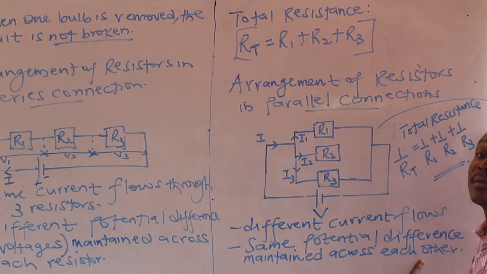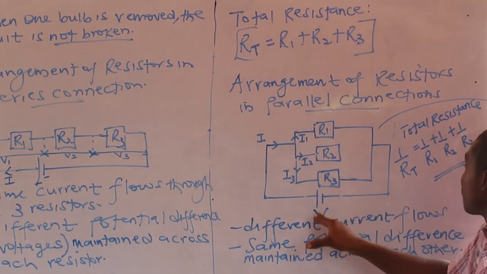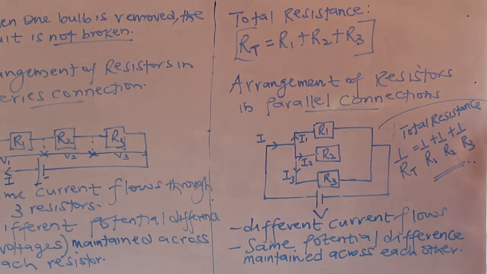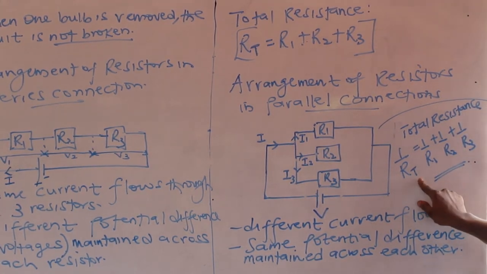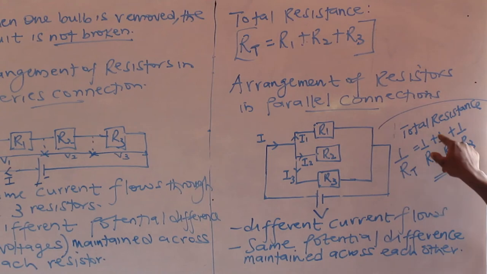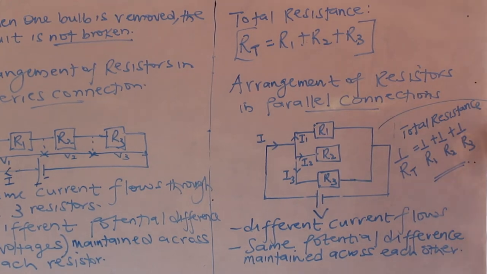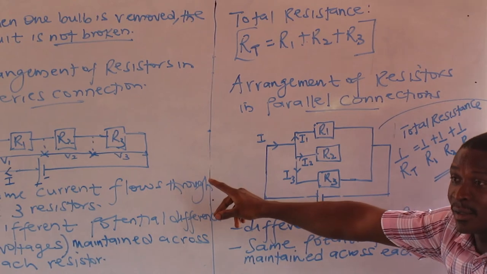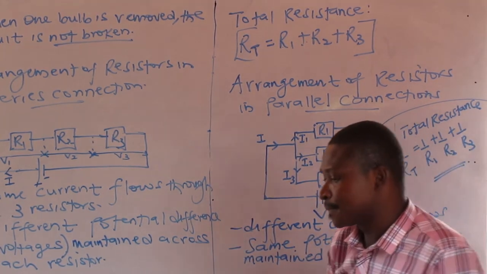What is potential difference? That is voltage, right? So same voltage. So total resistance in parallel here: 1 over R total equals 1 over R1 plus 1 over R2 plus 1 over R3. So when they ask you to calculate your total resistance in parallel, that is what we do. Total resistance in series, you move here. Are you okay? Look.